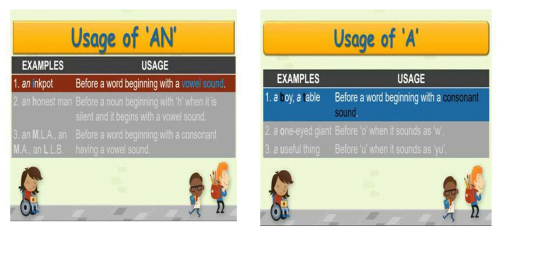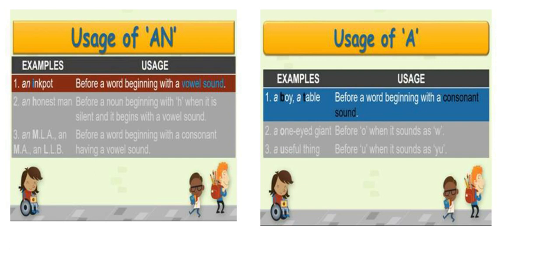We have seen some exceptions, right? For example, an honest man. An honest man, H is not a vowel, right? But H is silent here and it gives an O sound. So the word begins with H but the pronunciation starts with a vowel. So an honest man. In the same way, in abbreviations we use an before them. Can you remember all these things?